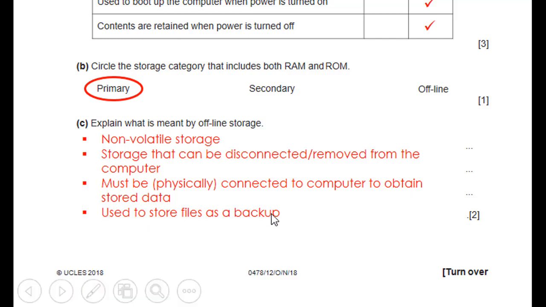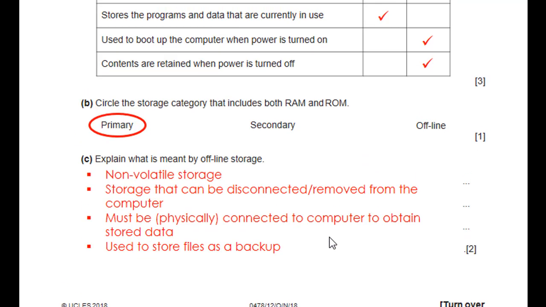And you could say that we could use them to store files as backup. CDs are very cheap, so we could store lots of information on there. We could have an external magnetic hard drive, which could be used for file storage. And again, out of these, you would pick two. I would mainly say that the first two are the simplest ones to remember: that it's non-volatile and it's storage that can be disconnected. And if it's disconnected, it can operate without any power.